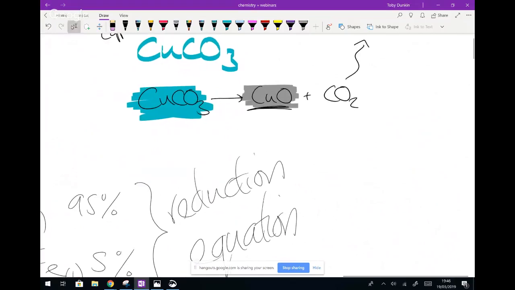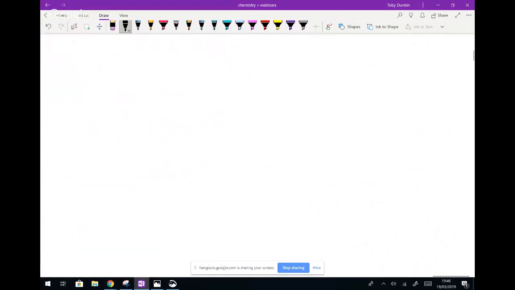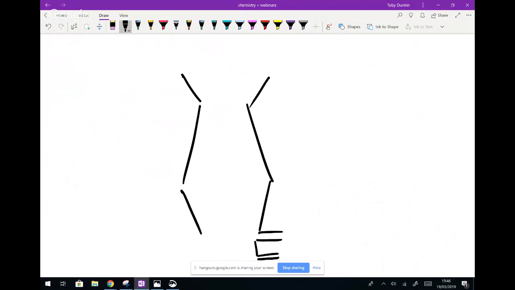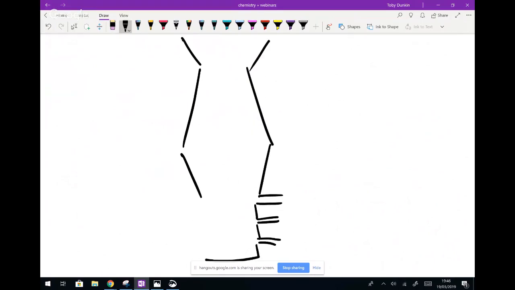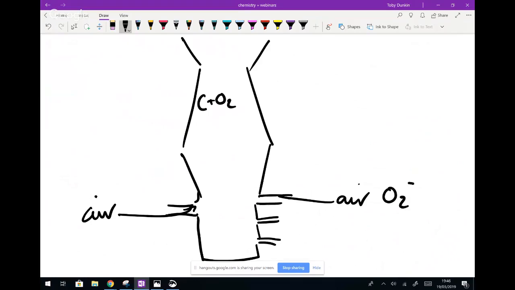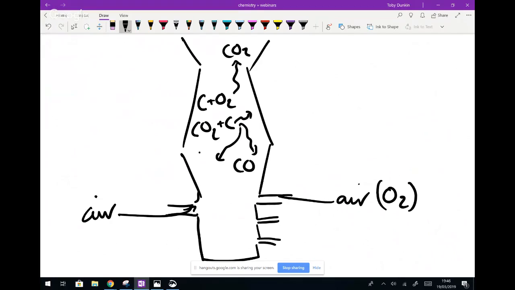Now that we've changed it into copper oxide, we can now blast furnace it. Same picture. Air inlet in, out. I'm trying to get it all in. There we go. Air goes in at the bottom. Air, of course, is to provide the oxygen for the carbon to react with, which is coming from the air. That oxygen will turn into CO2, but then some of that CO2 won't escape and will react with more carbon to turn into carbon monoxide, which is going to be our reducing agent.